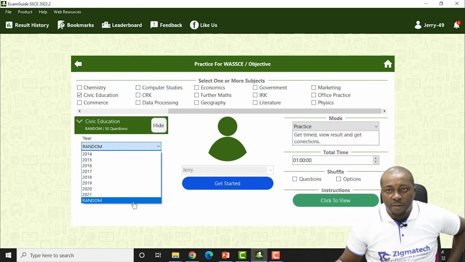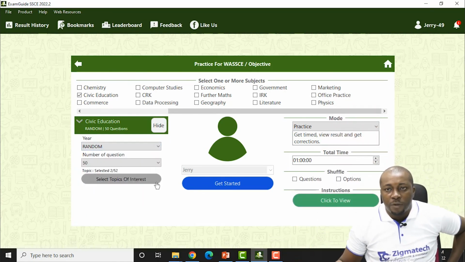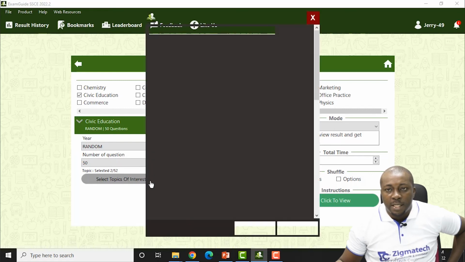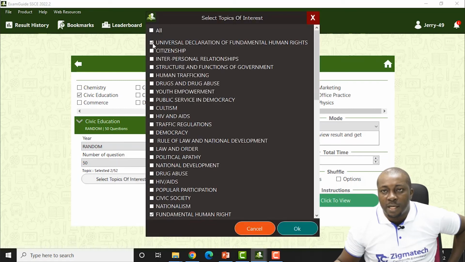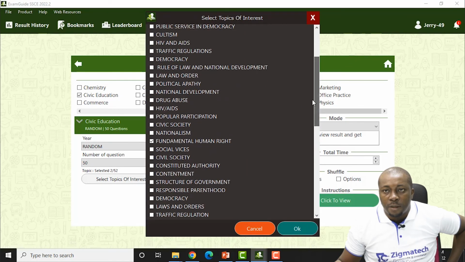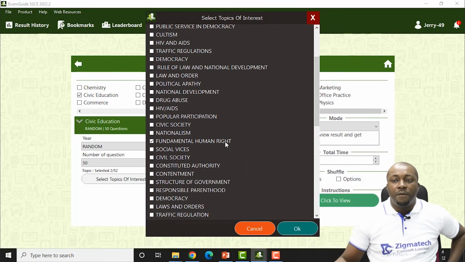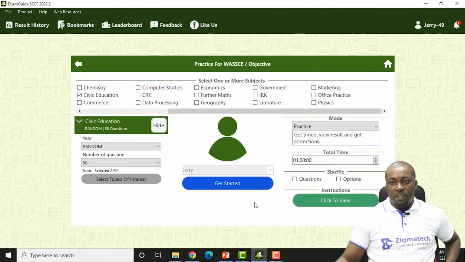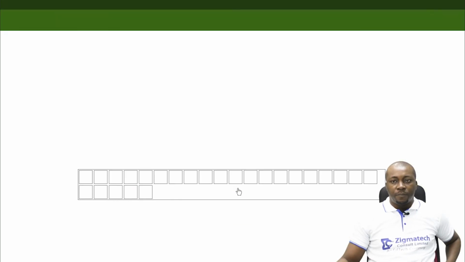Then I select at random the year. Now, I will select the topic of interest. I select Universal Declaration of Fundamental Human Rights. Then I have human rights selected, fundamental human rights. Now we are going to look at questions dealing with what we have discussed.